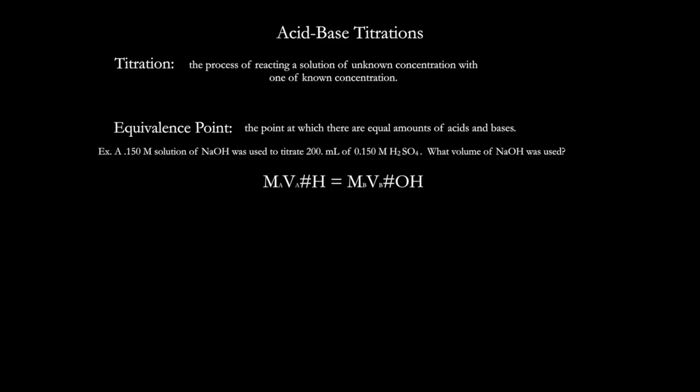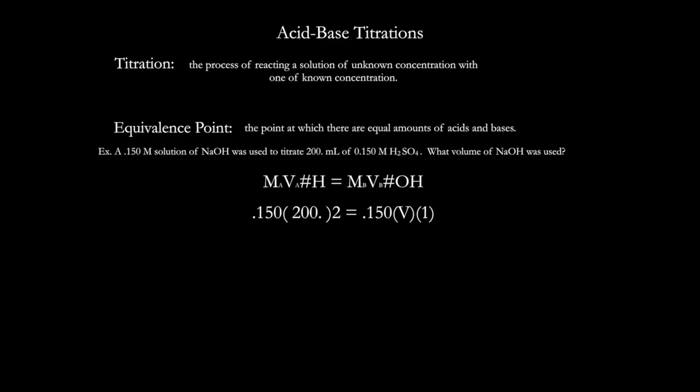So with this example problem, it tells you you have a 0.150 molar solution of NaOH, and it was used to titrate a 200 milliliter solution that's 0.150 molar of H2SO4. And so I know my molarity of my acid, my molarity of my base, and I know the volume of my acid, and what I'm trying to calculate is the volume of my base. And so for this specific problem, I know since I'm at my equivalence point that I'm going to have equal numbers of moles of my acid and my base.